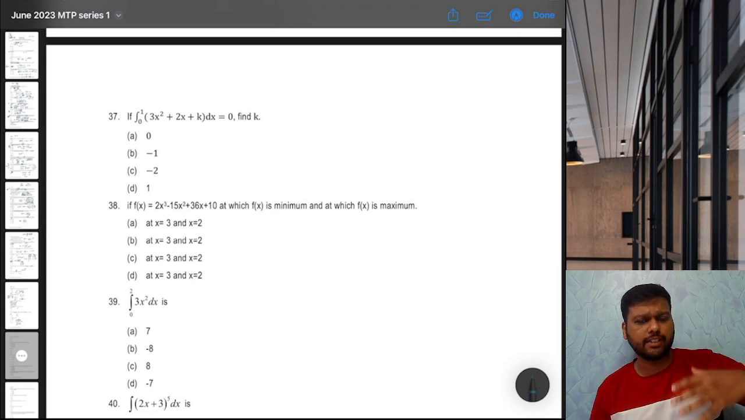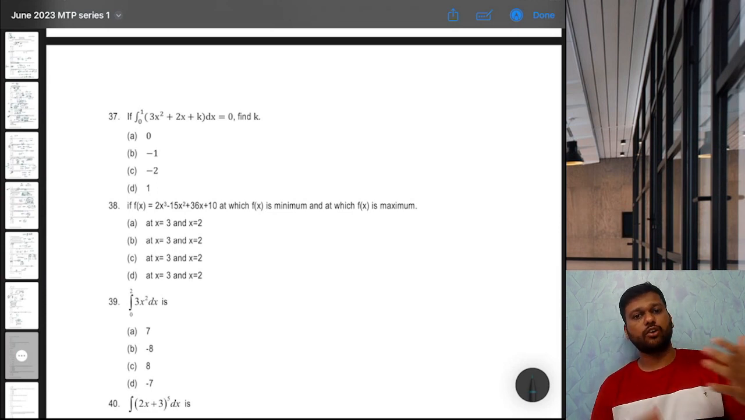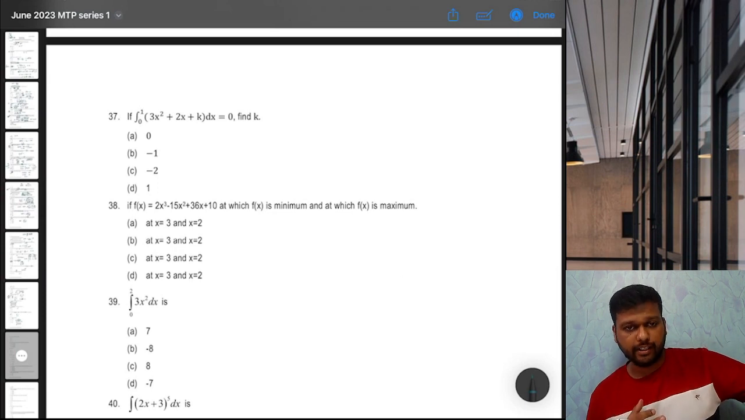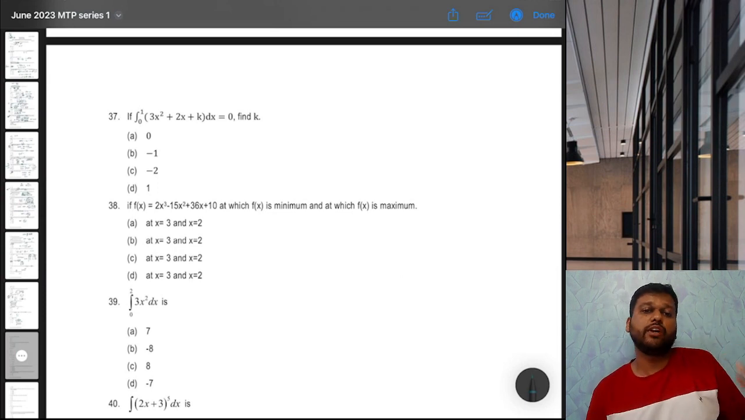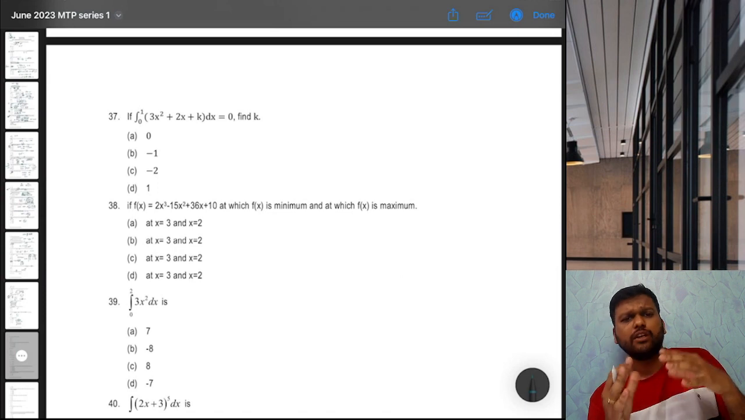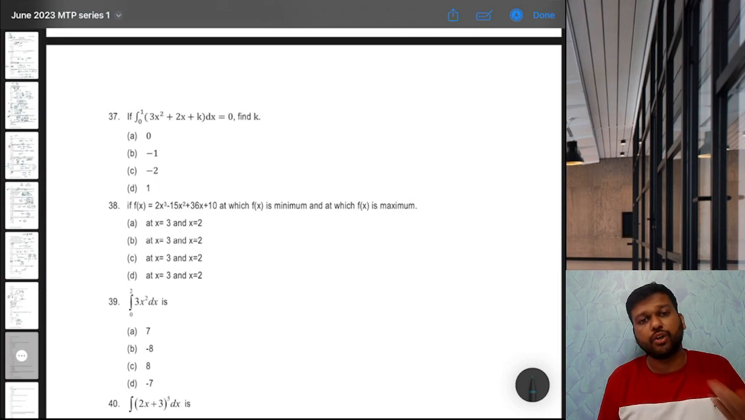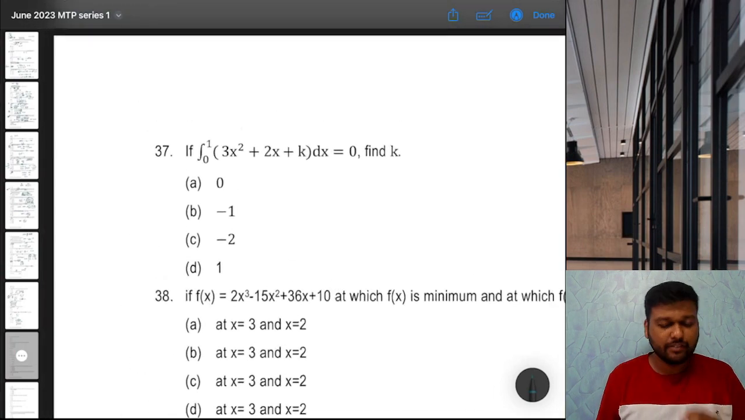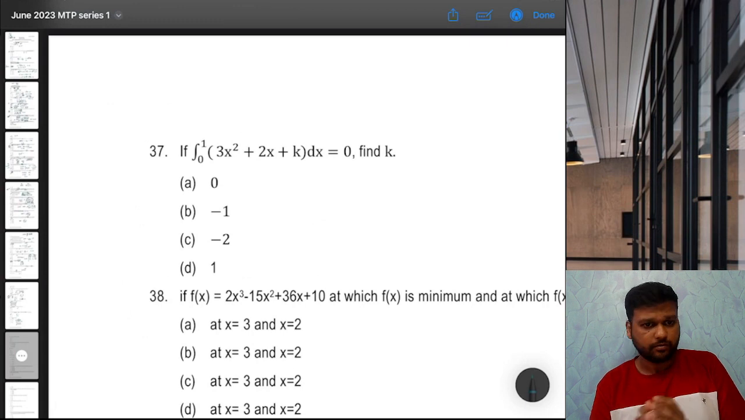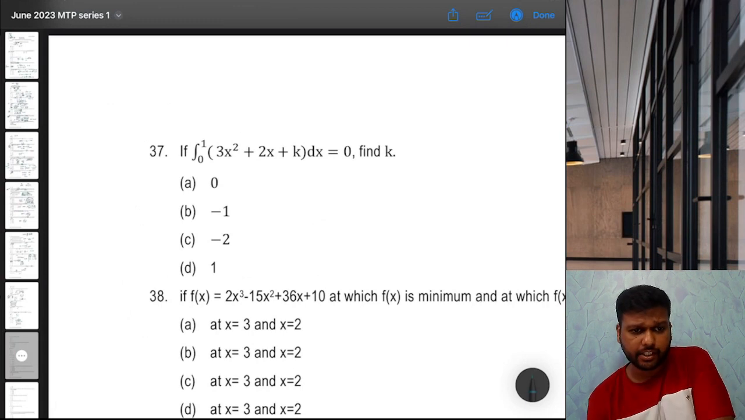For the commerce exam, they consider that you are doing CA, so you are not expected to have too much technical knowledge. So generally they ask easy questions like this. If you have studied it, you will find that these are easy. If you have not studied it, obviously that is going to be difficult. But that is my advice. Okay, that is just a suggestion.